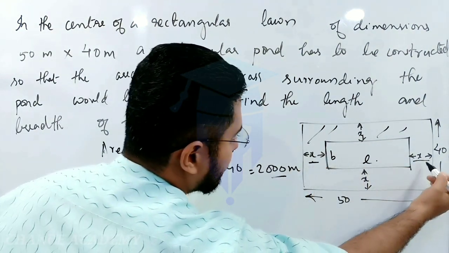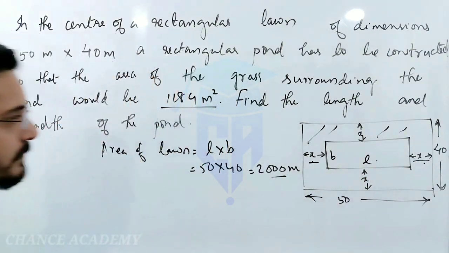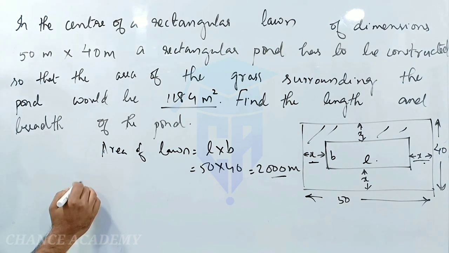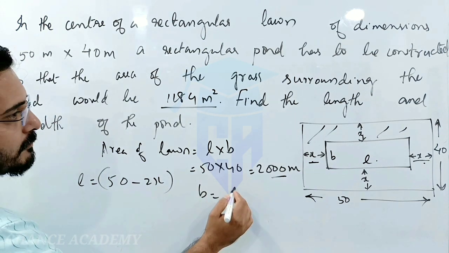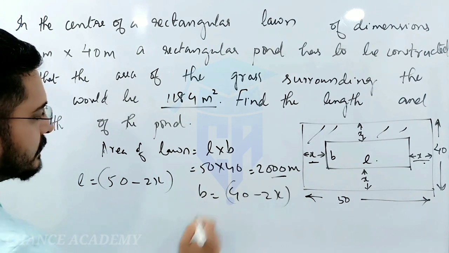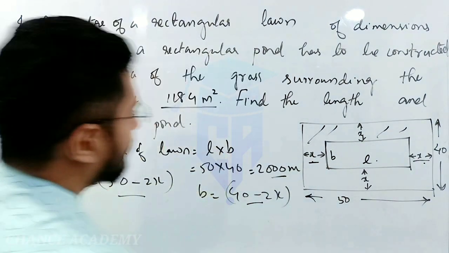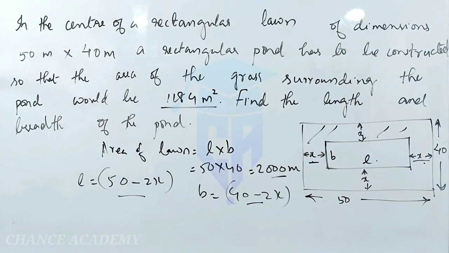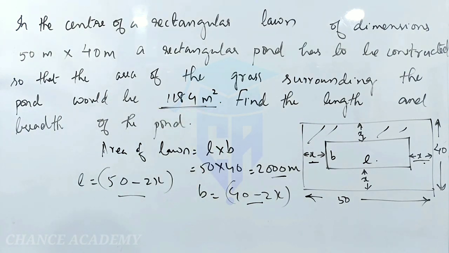So x is here, and x is also here. So 2x is reduced from the actual length. So the length of the pond will be 50 minus 2x, and the breadth will be 40 minus 2x. On multiplying 50 minus 2x and 40 minus 2x, you will get the area of the pond. Subtracting that from the total area of the lawn, you will get the area surrounded by lawn. That is 1184 you will be getting.